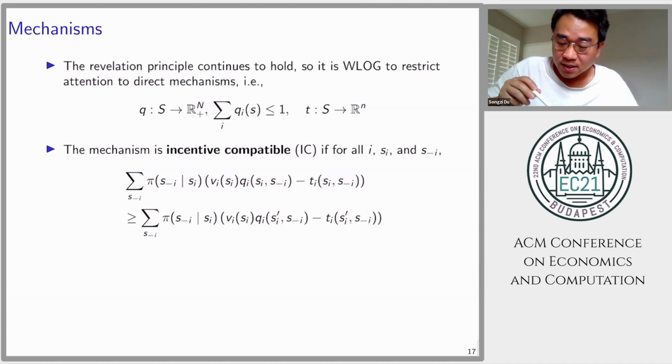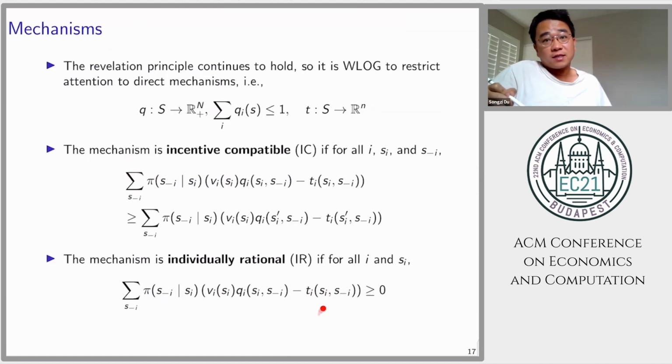Now this is the new IC condition. For the IC condition, we just take the expectation over other people's types according to our interim belief function, conditioning on our type. The IC condition just says that we do not have an incentive to lie and misreport our type to be s_i prime. And this is the analog of the individual rationality condition: given our type s_i, if we report s_i to the mechanism, our expected payoff is weakly positive.